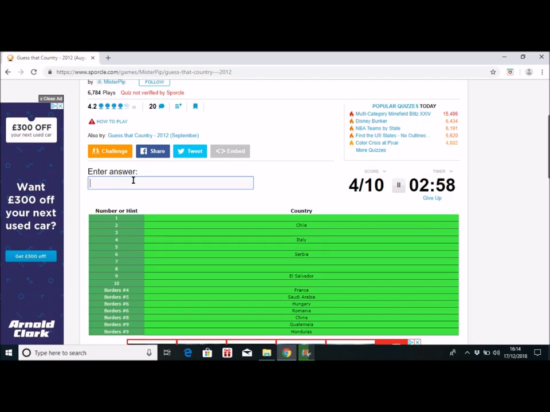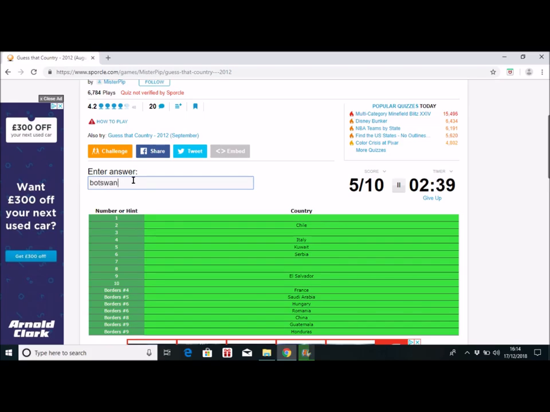What other countries border Saudi Arabia? Oh God, this is bad. What about Bahrain? Oh, it's not Bahrain. What about Kuwait? Okay, good. It was Kuwait. Get it. There's guaranteed to be some Africa one, South Africa.